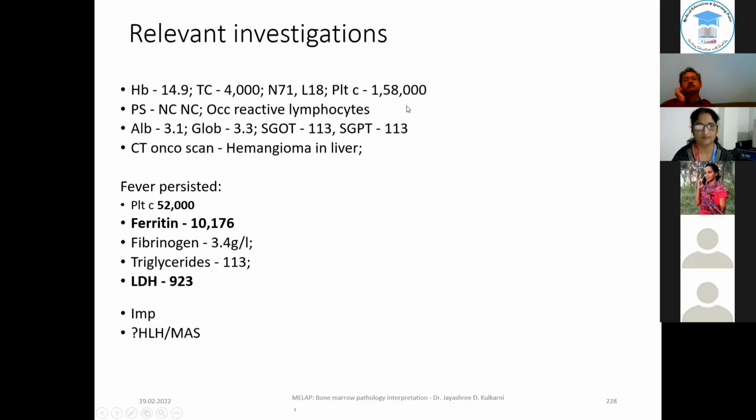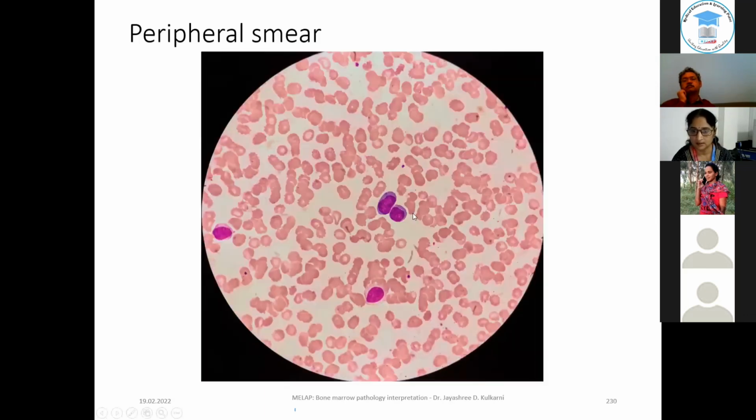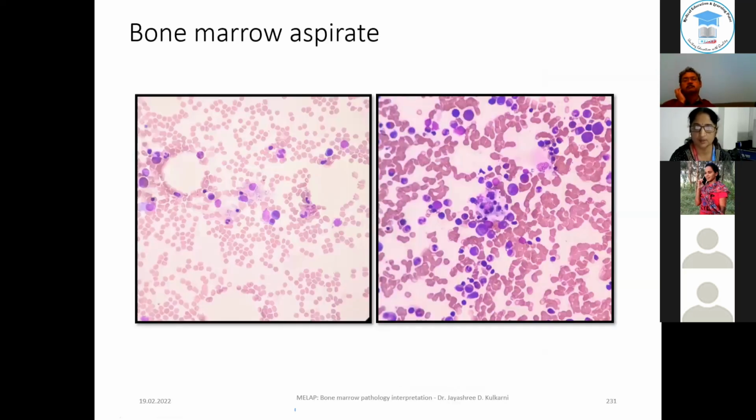Labs looked okay. Initially, platelet was 1,58,000, but subsequently, within no time, the platelet started dropping, and ferritin started increasing. LDH was very high. So, what are we thinking of? We are thinking of HLH, or the hemophagocytic lymphohistiocytic syndrome, or the macrophage activation syndrome. On the peripheral smear, subsequently, this was the picture showing some reactive lymphocytes here. So was it some viral illness which was further progressing to a decrease in counts? What are we looking at?